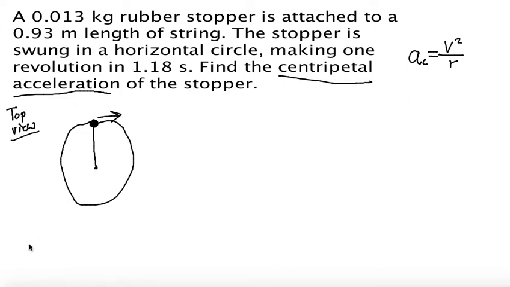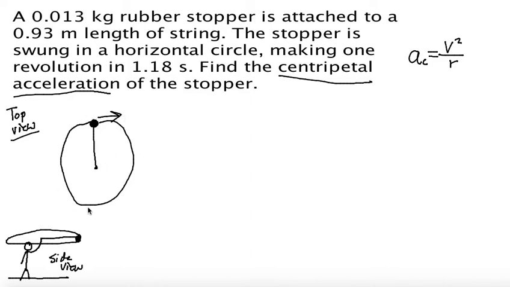A side view would be like maybe somebody standing here holding onto this string like this, and swinging it around. Give him another arm here. He's swinging it around like this, basically. So this would be the side view of what's happening. This is the top view looking down on this. So we're going to refer to this top view here.